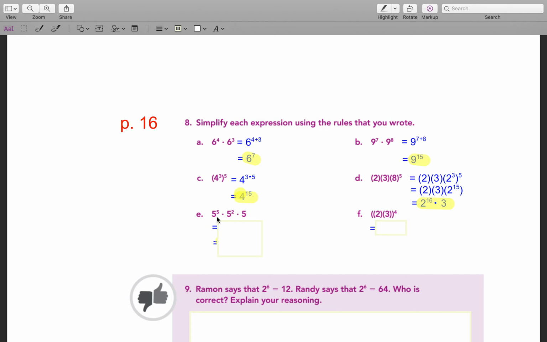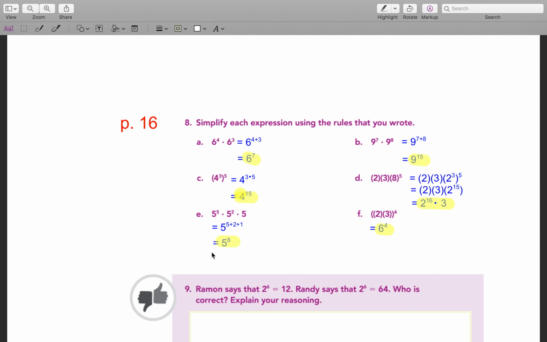And E is 5 to the 5th power times 5 to the 2nd power times 5. So we can rewrite that as 5 to the 5 plus 2 plus 1. So if you have nothing written as an exponent, that means it's raised to the power of 1, just like these ones, right? So we're going to have to add them up. We get 5 to the 8th power. Right here, it's 2 times 3, all being multiplied, being raised to the power of 4. Meaning 3 times 2, we can do that, which is 6, and we can rewrite that as 6 to the power of 4.